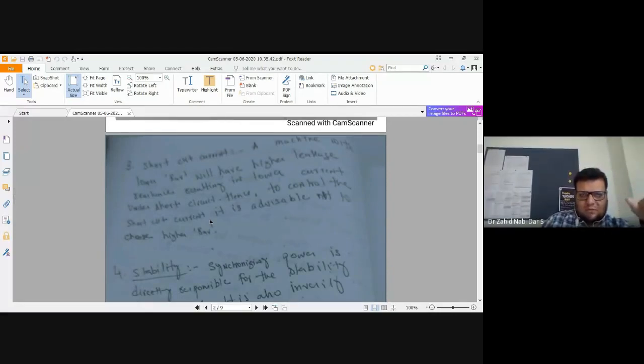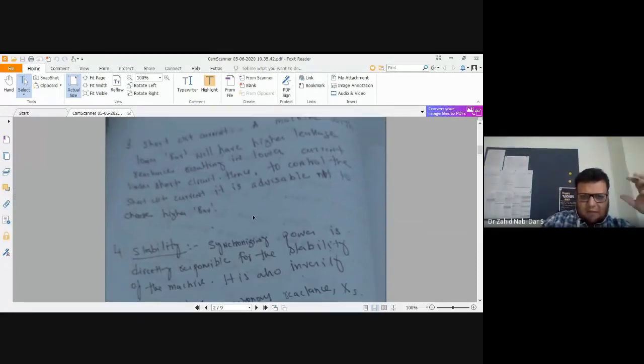So higher BAB is only possible when, in the numerator, flux is increasing and area is decreasing. That is the case for higher BAB. Now your flux is directly proportional to the current, because flux is the magnetic equivalent of electrical current. So if your flux increases, your current also increases. Your short circuit phenomenon is dependent upon your current. If you are shorting, a higher value of current results. Hence, to control the short circuit current, it is advisable not to choose higher BAB.